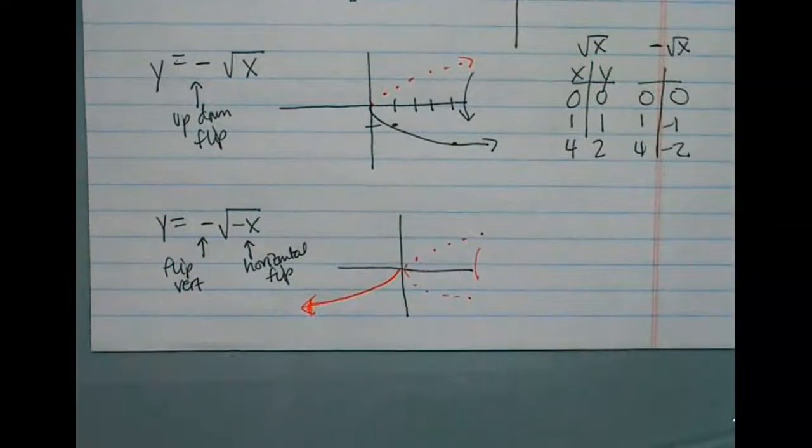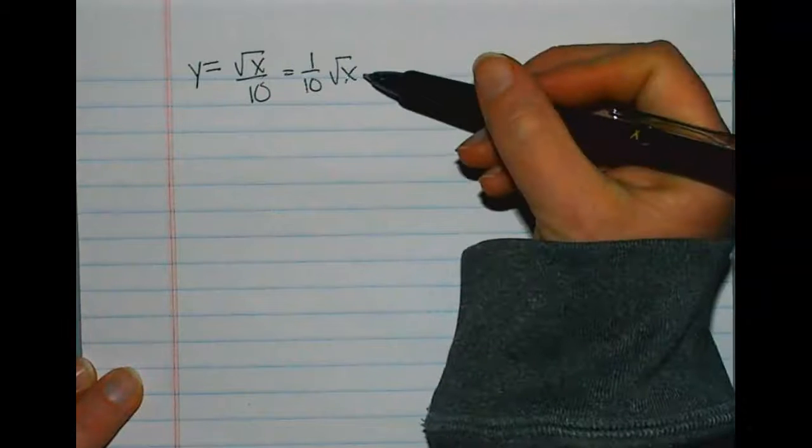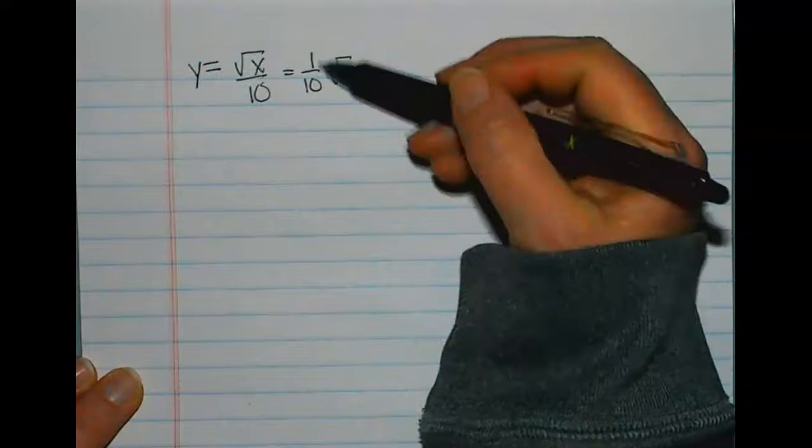So you can flip it in all kinds of directions, even at the same time. I'm going to talk a little bit about stretch again. So if I have y equals the square root of x over 10, what does that mean? That means that it's the same thing as 1/10 the square root of x. It means it's going to be the parent function, the square root of x, but it's going to be shrunk.